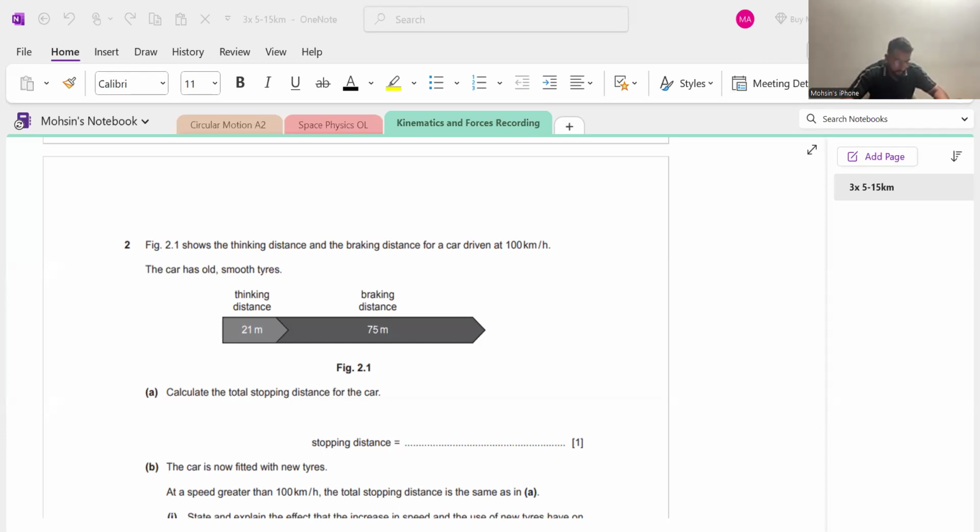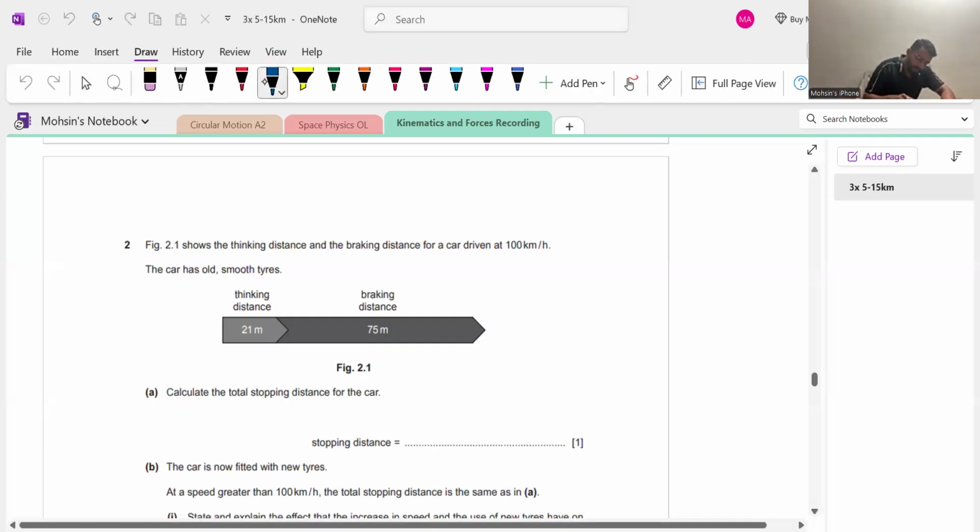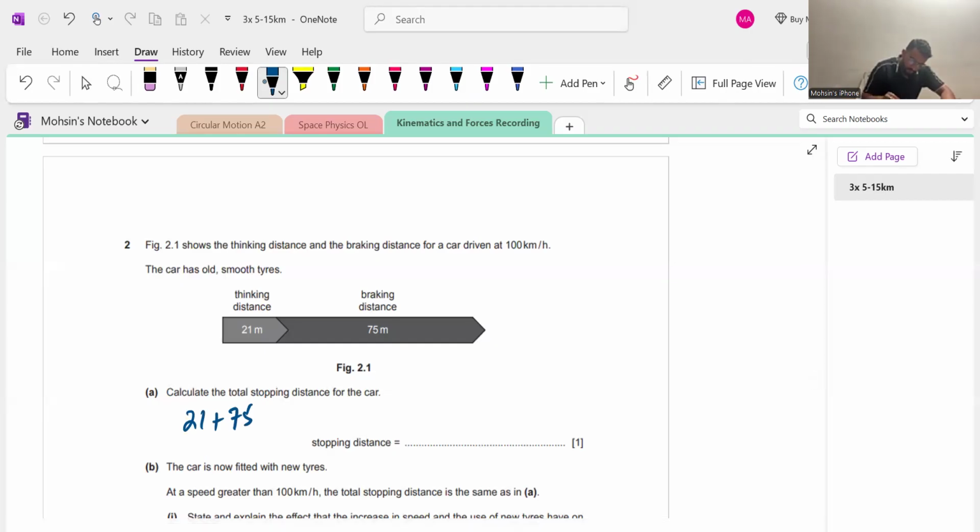The car has old, smooth tires. They have given us the thinking distance and the braking distance. Thinking distance is 21 meters and braking distance is 75 meters. Calculate the total stopping distance. I told you before as well that total stopping distance is the sum of braking distance and thinking distance. So altogether, 21 plus 75 will give us 96 meters.